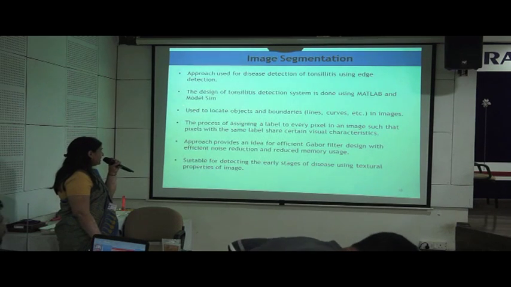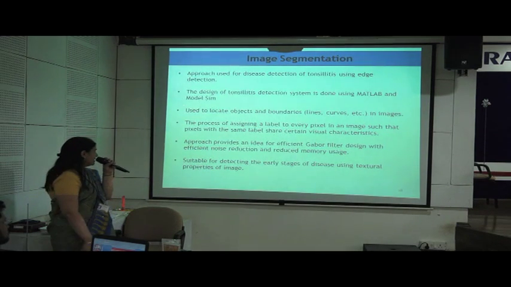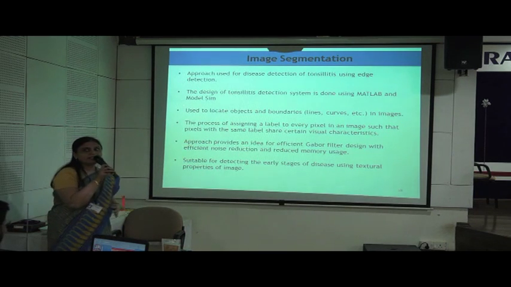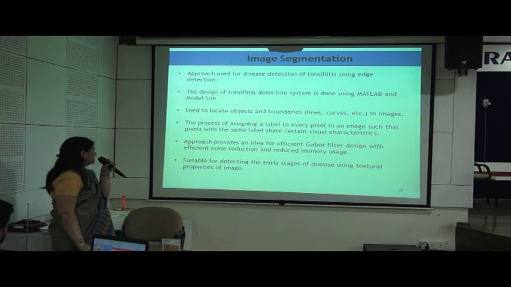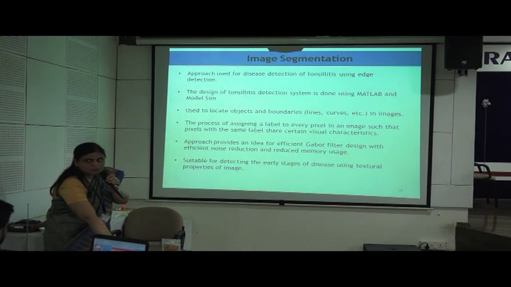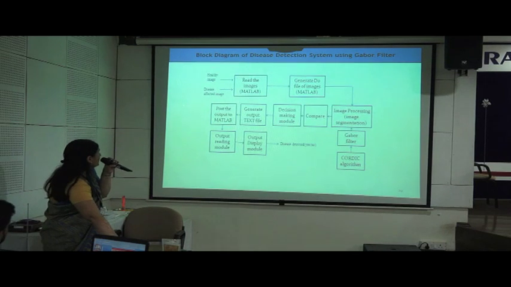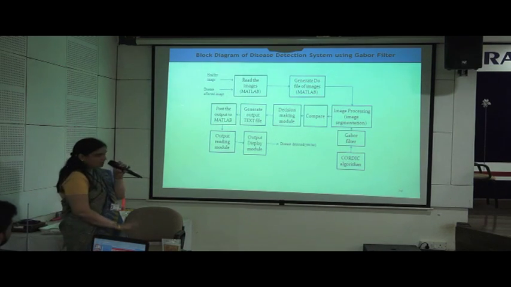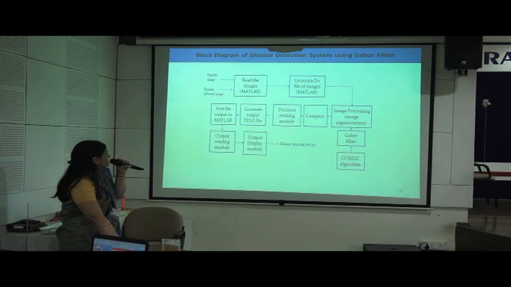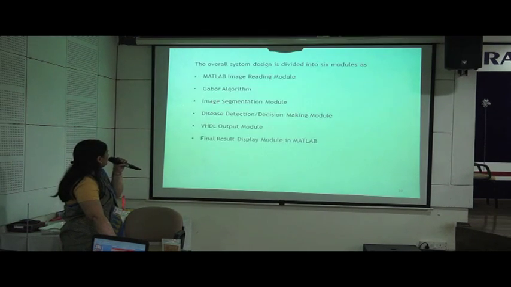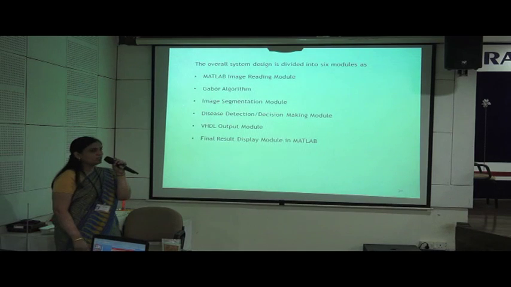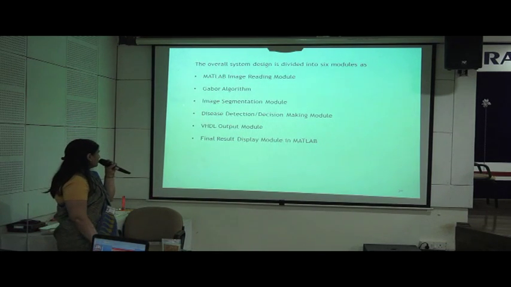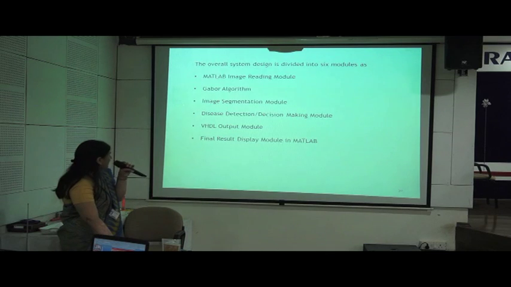This approach provides an idea for efficient Gabor filter design with efficient noise reduction and reduced memory storage. It is suitable for detecting the early stages of the disease using textural properties of the image. This is a block diagram for disease detection using Gabor filter, and it consists of basically 6 modules. The first is the MATLAB image reading module, second is the Gabor algorithm, third is the image segmentation module, then the disease detection or decision making module, VHDL output module, and the final result display module in MATLAB.